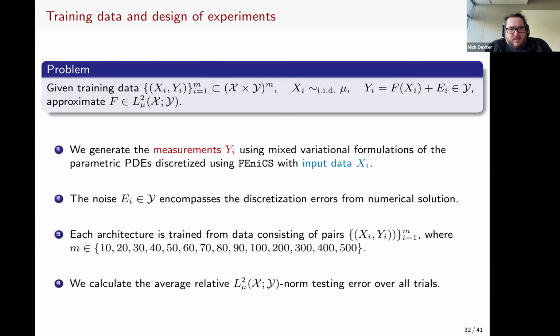Okay, so the problem here is we have our training data drawn from mu and our noisy measurements yi. We want to approximate f. So we're going to generate the measurements yi using the mixed variational formulations of the parametric PDEs using FEniCS with input data xi. The noise ei encompasses the discretization errors from the numerical solution, and each architecture is trained from data consisting of pairs xi, yi, where M goes from 10, 20, 30, all the way up to 500. Then we calculate the average relative L2 mu Bochner norm error over all the trials using a sparse grid approach.